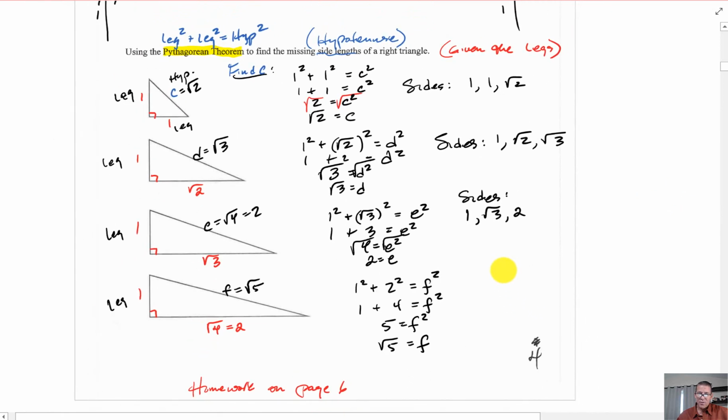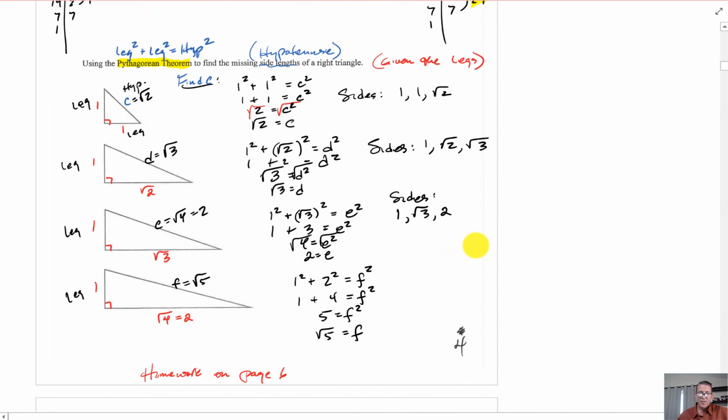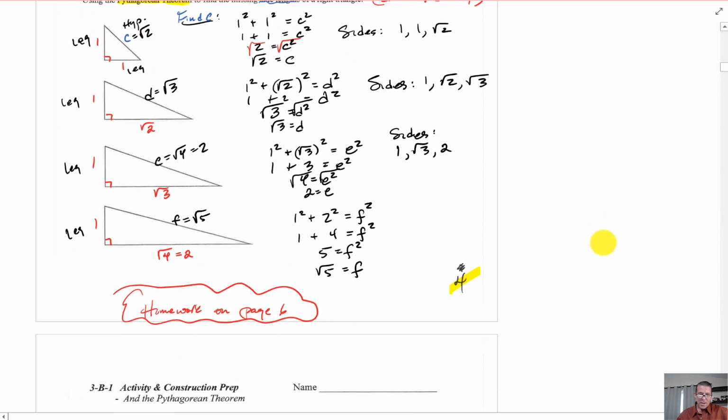Now, in respect to this first part of the lesson, the distance formula and the Pythagorean theorem, your homework is on page 6. Let's make a little note of that right here. They're all labeled in the lower right-hand corner. And that's all there is to it.